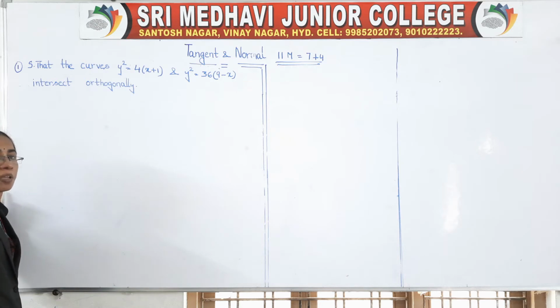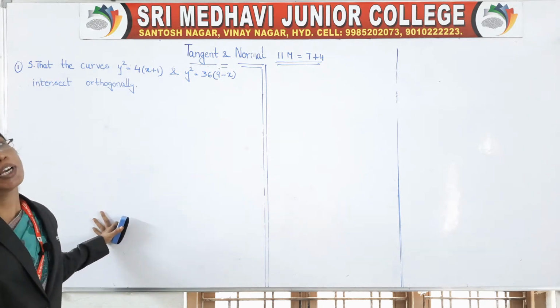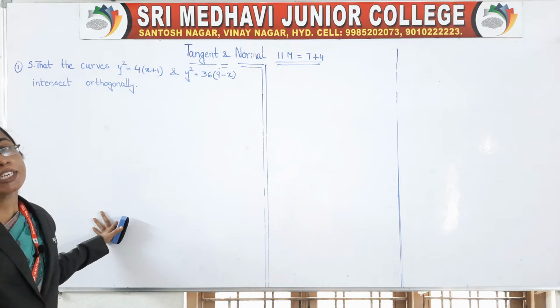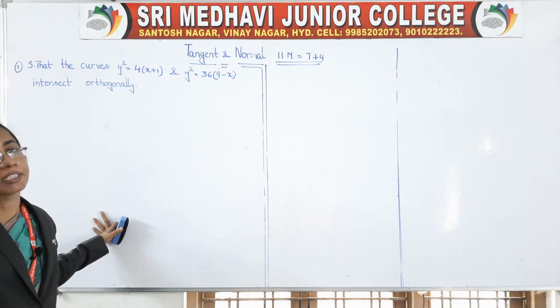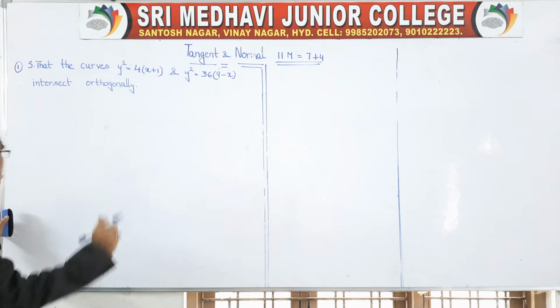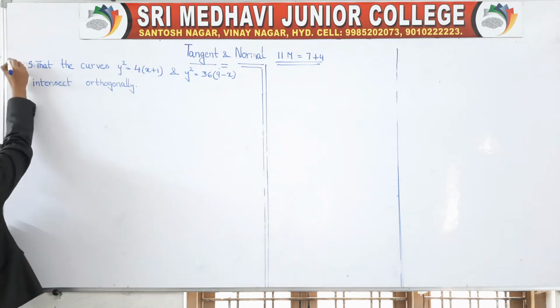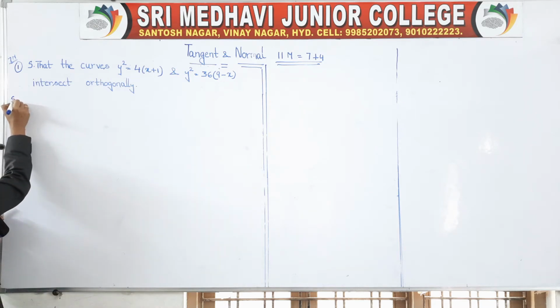Don't learn the entire problem by heart. Orthogonality means the angle must be 90 degrees. Where will we get the angle? If we know the point of intersection, there we will take the tangents, and between them the angle must be 90 degrees. That means the first required thing is the point of intersection of these two curves. So come on, this is again a 7 marks question. First we will write the solution.